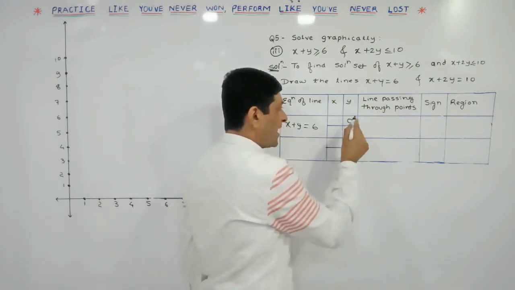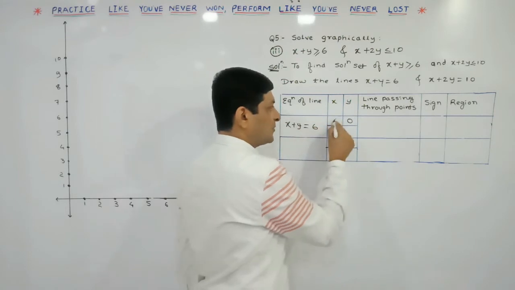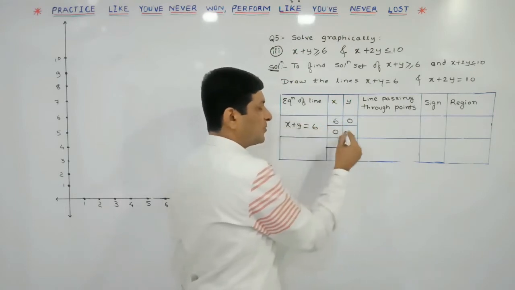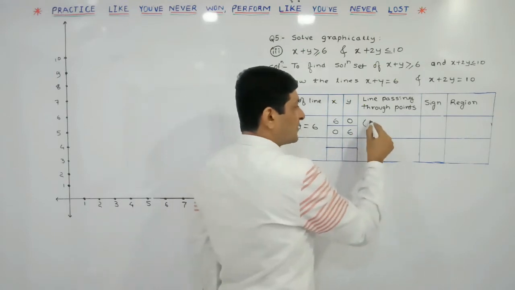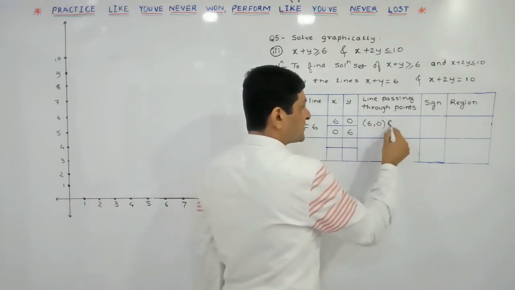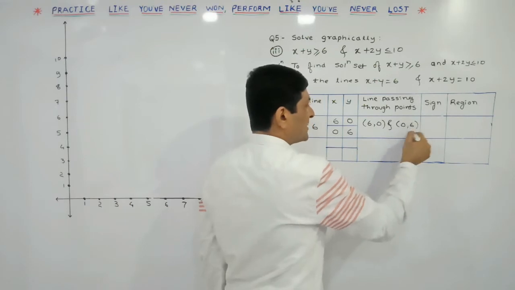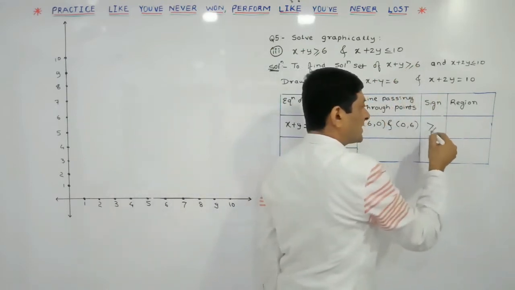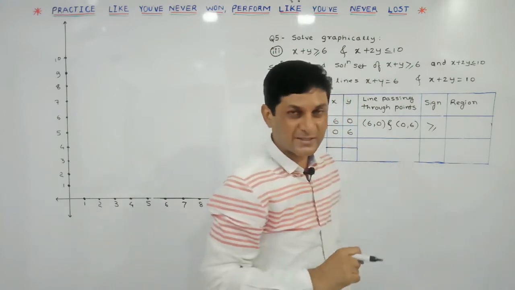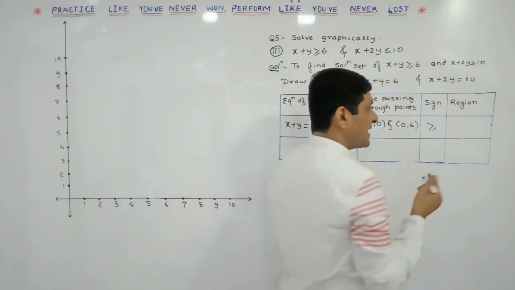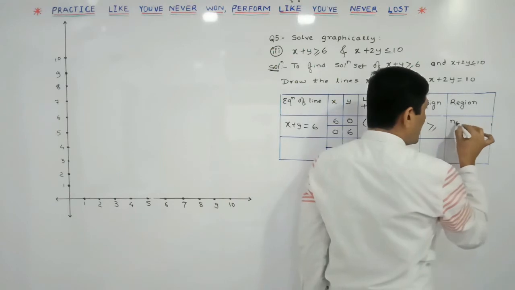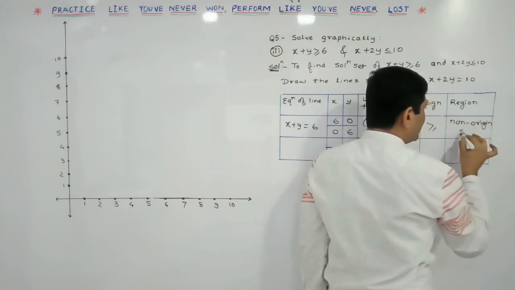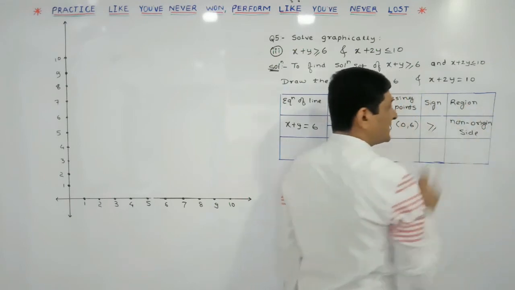If you are substituting y is equal to 0, we will get x is equal to 6, and if you are substituting x is equal to 0, y will be equal to 6. In this way our first line passes through the points (6, 0) and (0, 6). In the first equation, the greater than or equal to sign appears, and if the greater than or equal to sign appears, at that time we know that the non-origin side will be our required region.